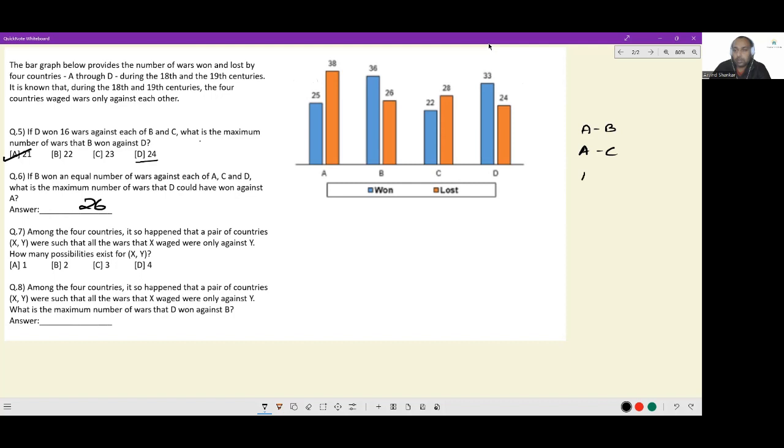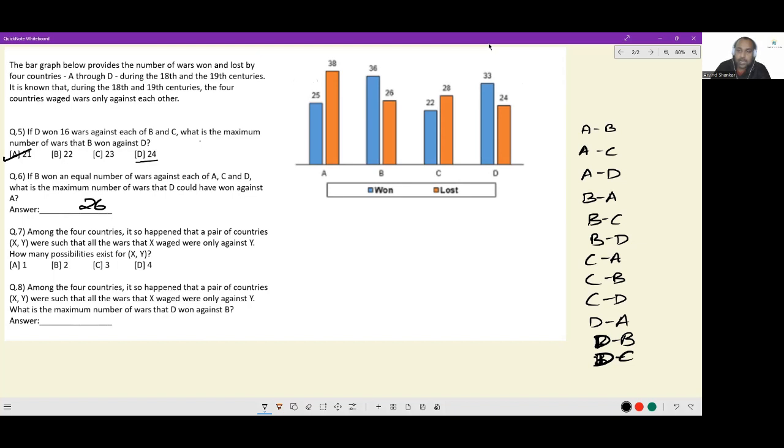AC, AD, BA, BC, BD, CA, CB, CD, DA, DB, and DC. Pay attention, we have to take care of both because X and Y are distinct.